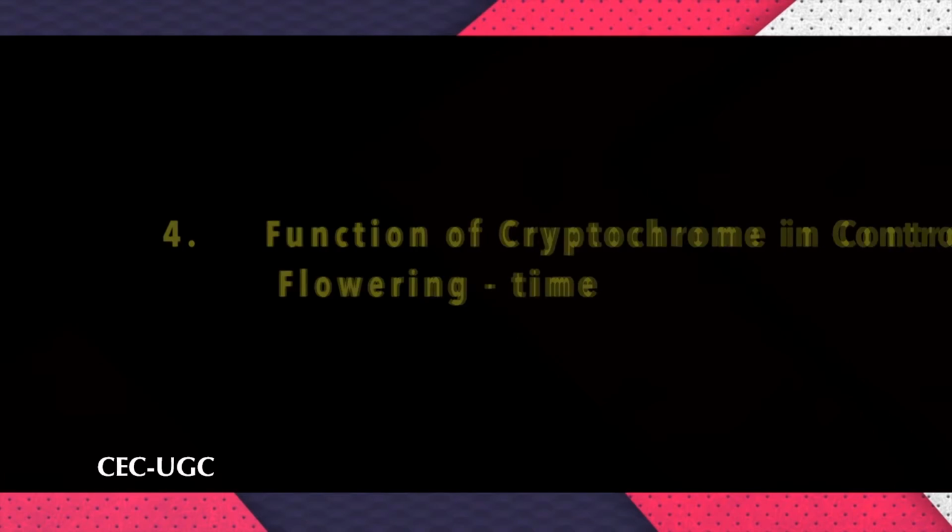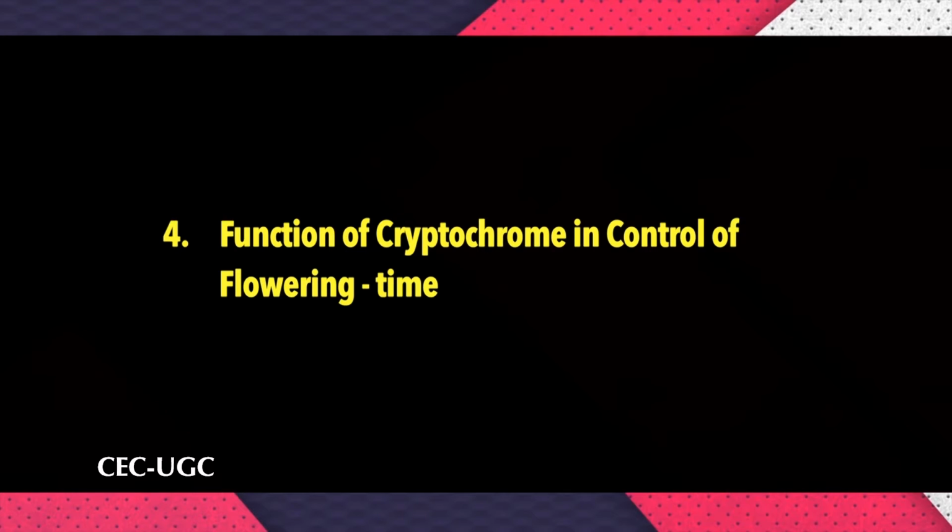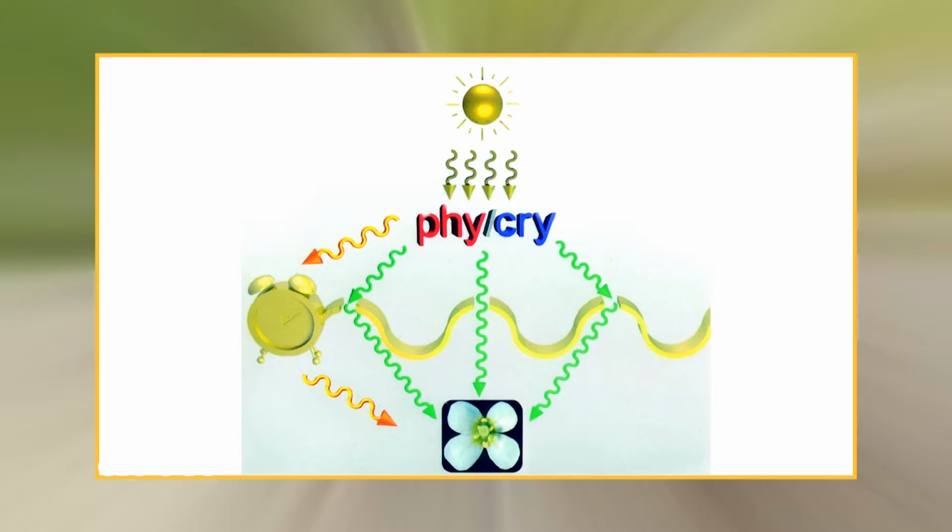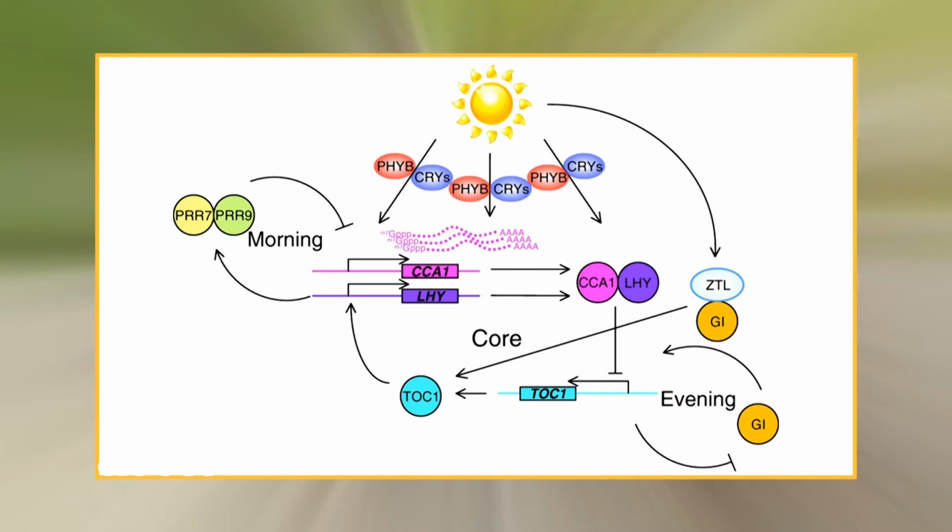The cryptochrome helps in supplying the nuclear encoded proteins to the plastid. These proteins play an important role in the transcription that occurs in chloroplast during de-etiolation. Number 4. Function of cryptochrome in the control of flowering time. Plant flowering time is controlled by various signal transduction cascades. These cascades connect many environmental signals to developmental programs. One of the most important environmental signals affecting flowering time is day length or the photoperiod.